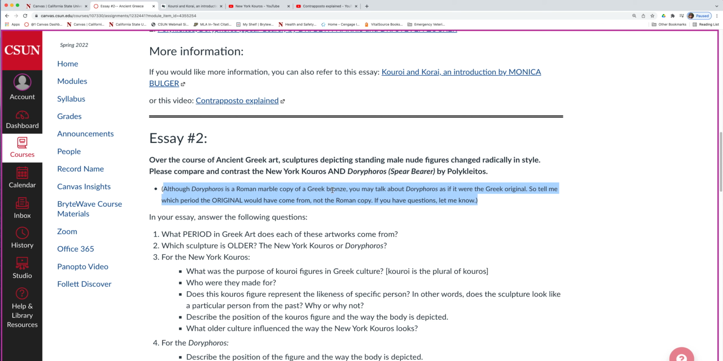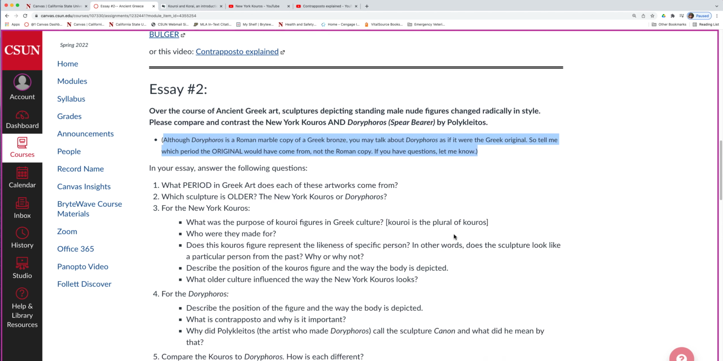The Greek bronze statue has disappeared. We don't know where that is. But we do have this Roman marble copy. So even though it's Roman, you may talk about Doryphorus as if it were the Greek original. So tell me which period the original would have come from, not the Roman copy. If this is unclear, just send me a message and I can explain it further.